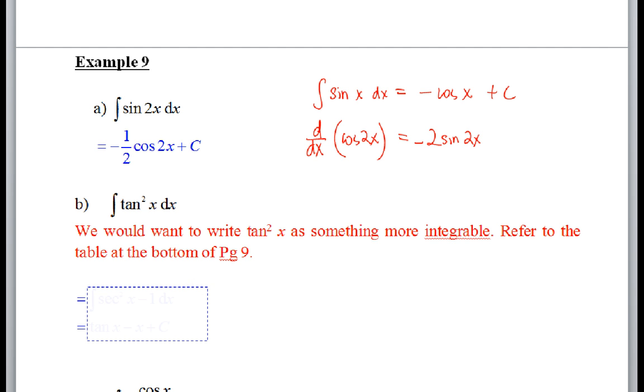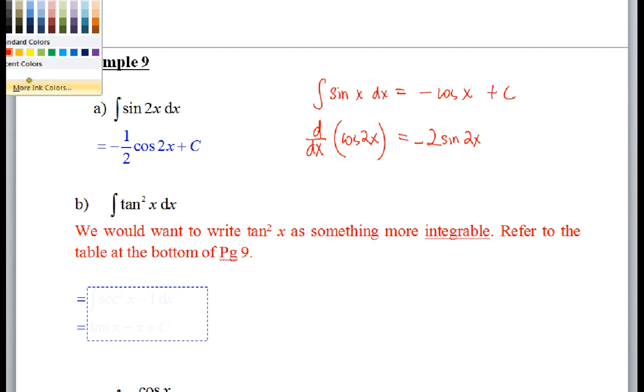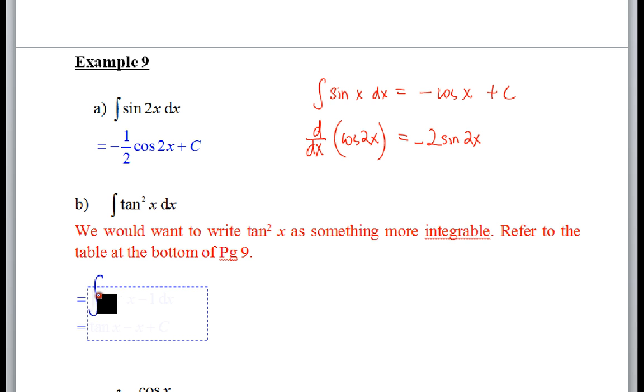It is the same. Can we say that tangent square is secant square x minus 1 dx? Can or cannot? Tangent square is secant square minus 1. So now, do we know how to integrate secant square? Yes. Do we know how to integrate 1? Yes. Done.